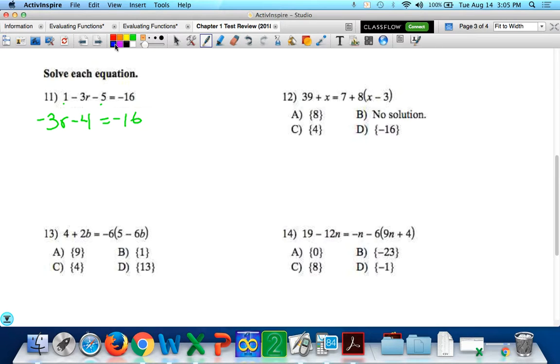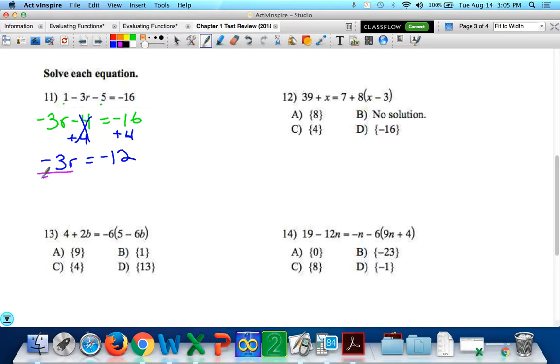Next, like I said, we've got to get the numbers away from it first, the big whole numbers, so we're going to add 4 to both sides. That's going to cancel out. Our -3r stayed the same, and -16 plus 4, use your calculator on that one just to be sure, is -12.